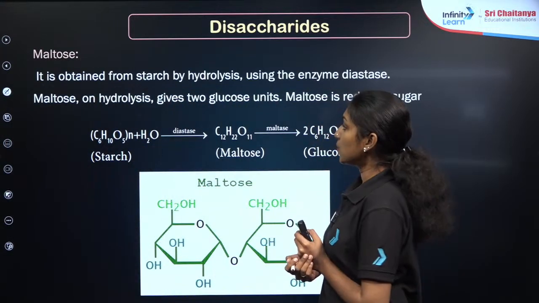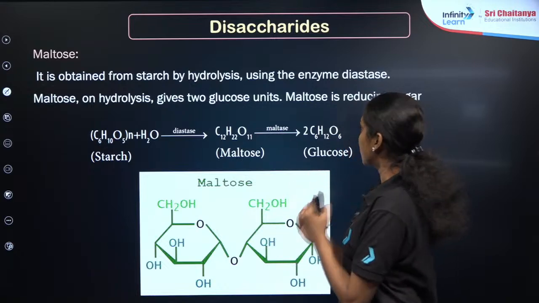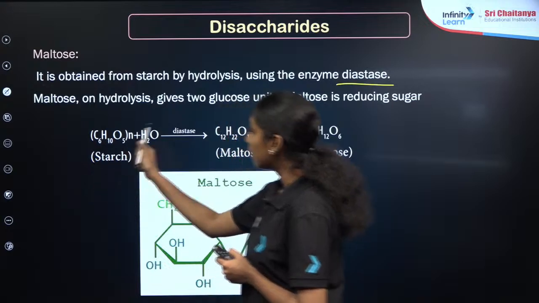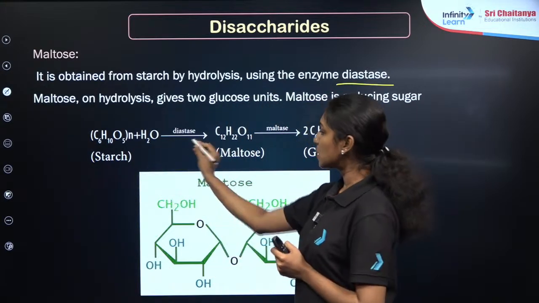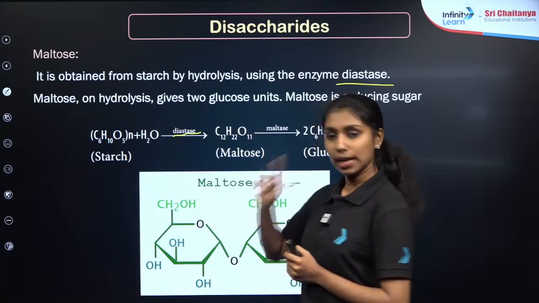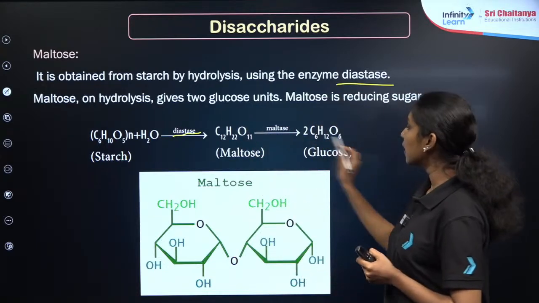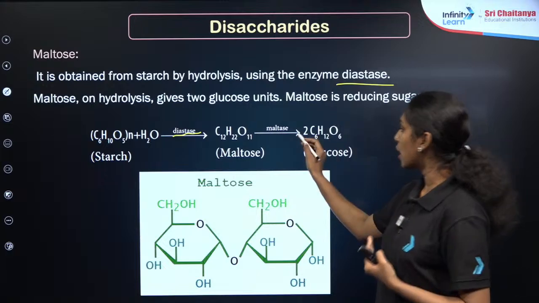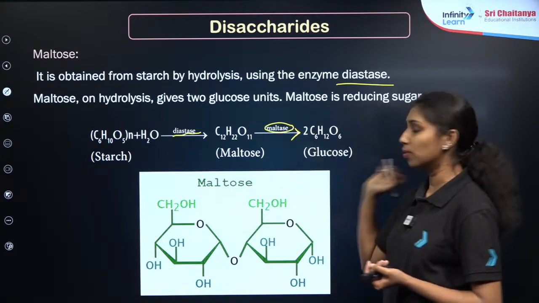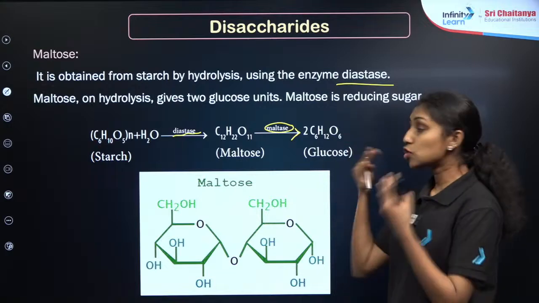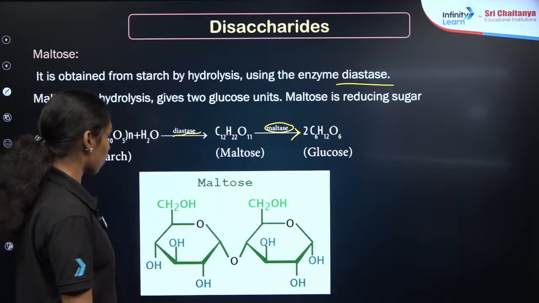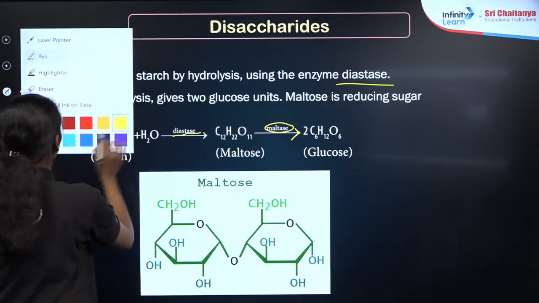Maltose is obtained from starch by hydrolysis using the enzyme diastase. This is our starch. Whenever we do the hydrolysis along with the enzyme diastase, it is converted to maltose. Then maltose, on hydrolysis along with the enzyme maltase, forms glucose, 2 molecules of glucose. So we can identify that the monosaccharide present in maltose is 2 molecules of glucose.